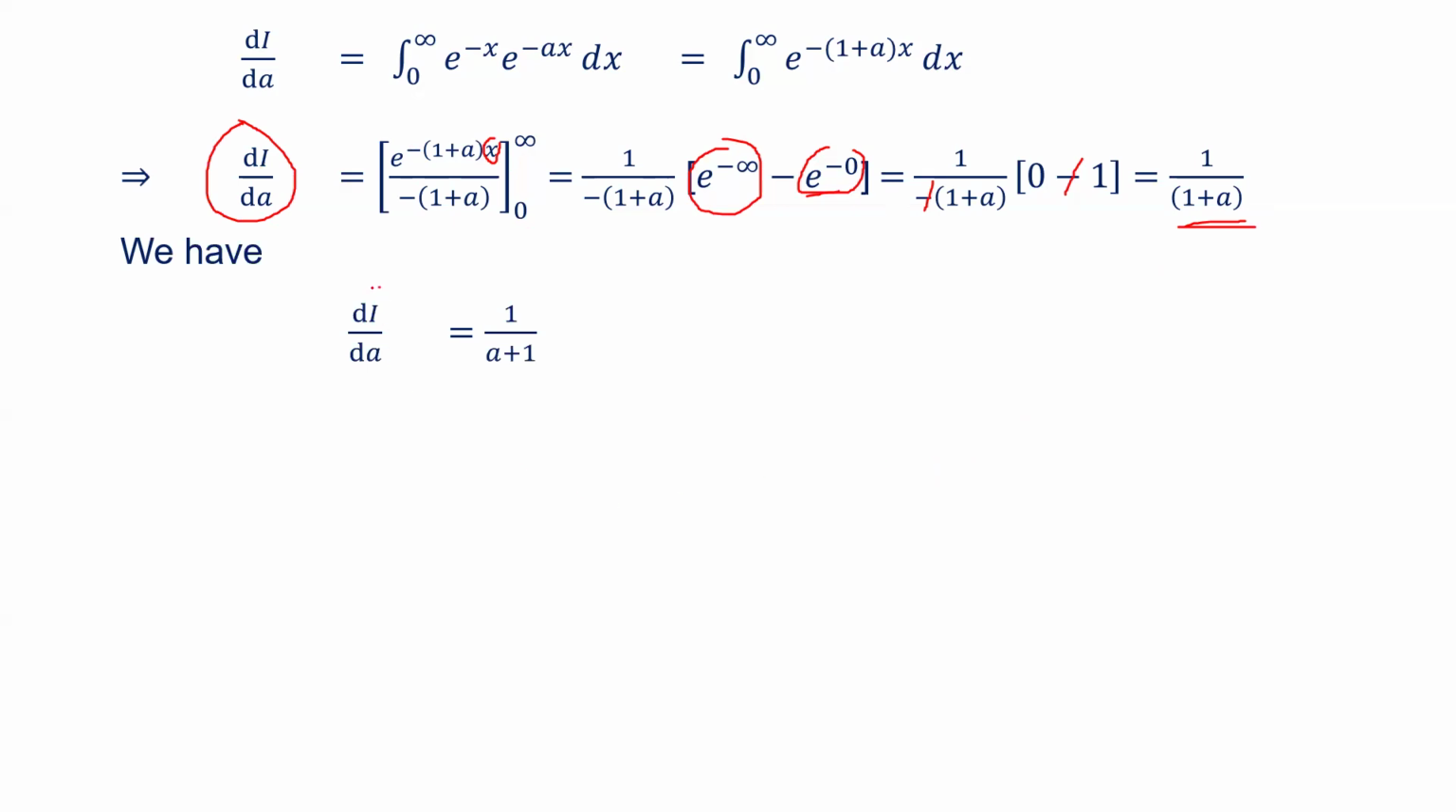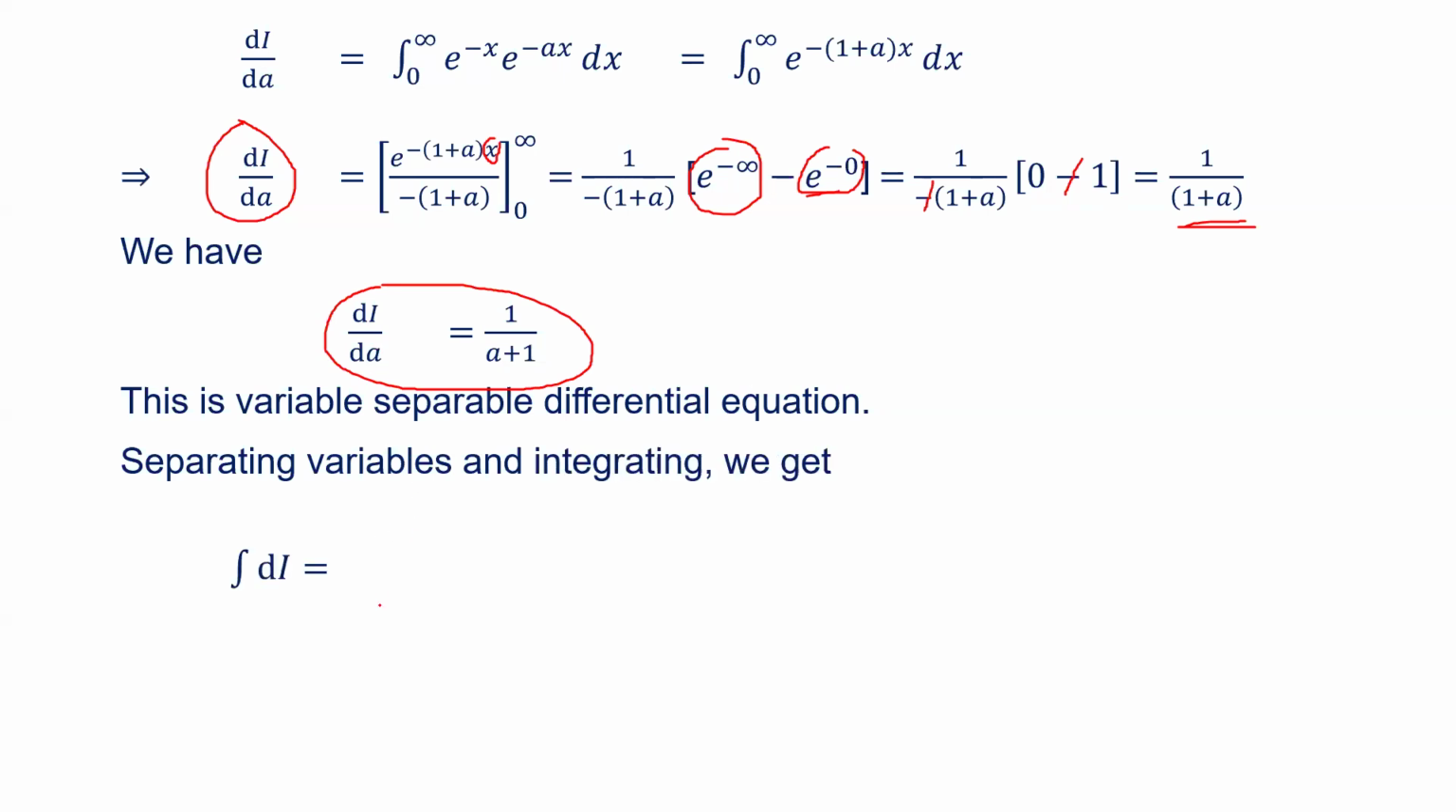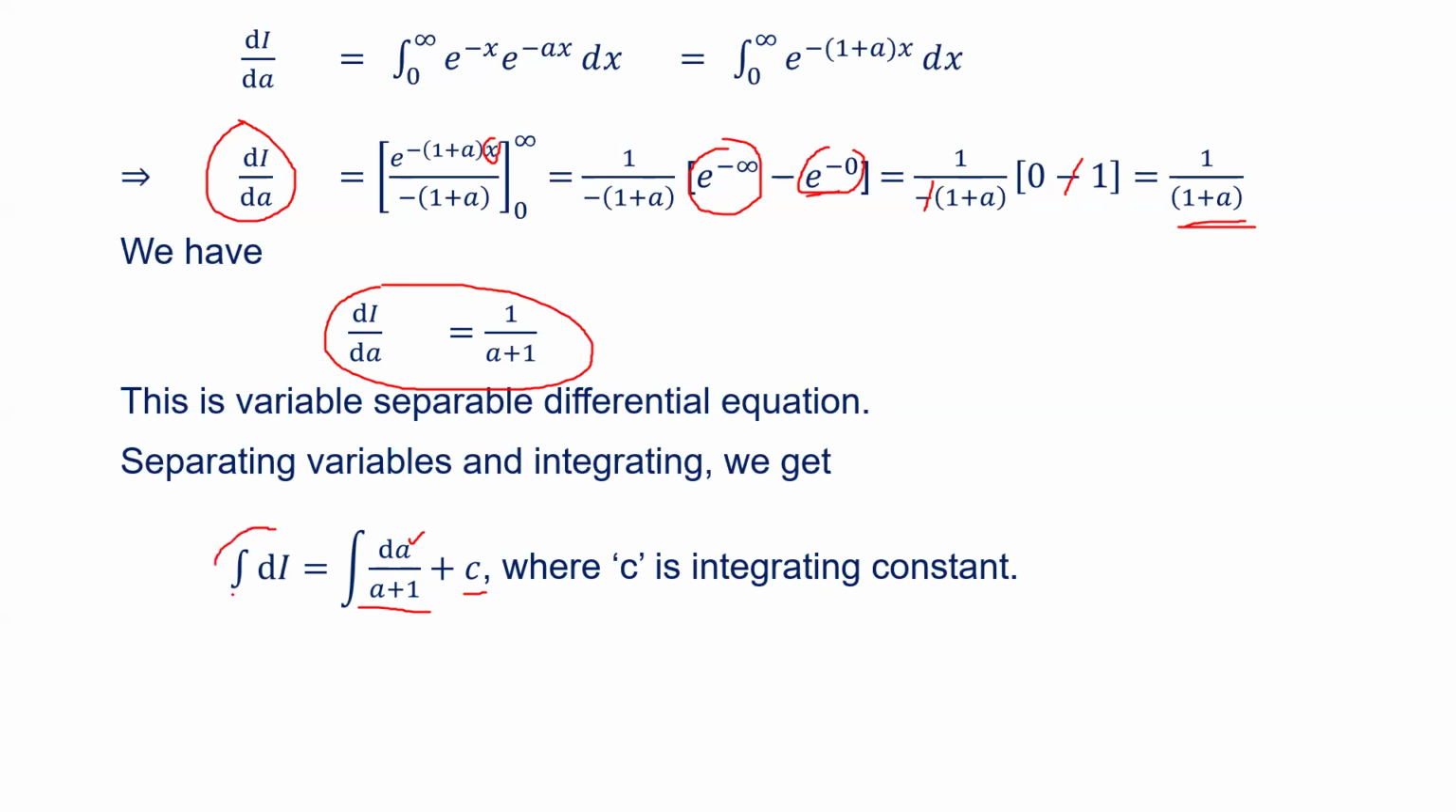Now, this is the differential equation of variable separable form. So separating variables and integrating it, we have integration of dI, which is equal to integration of 1 upon a plus 1 with respect to a plus integrating constant c, where c is integrating constant. So integration of dI is equal to I, and I is a function of a, so we can write down I of a, which is equal to integration of 1 upon x, which is given by log of x, so it is log of a plus 1 plus integrating constant. Let us give it equation number 2.